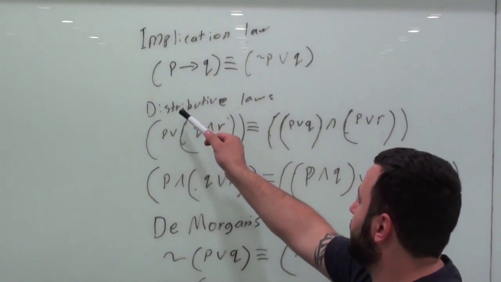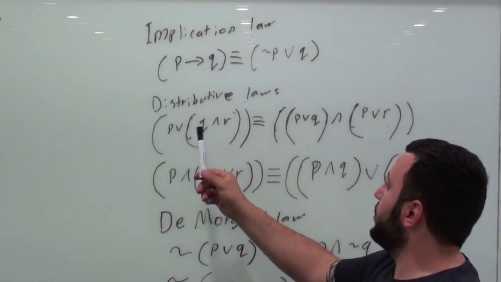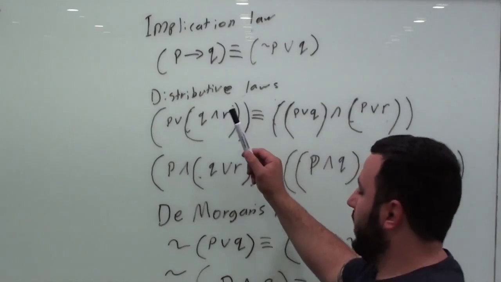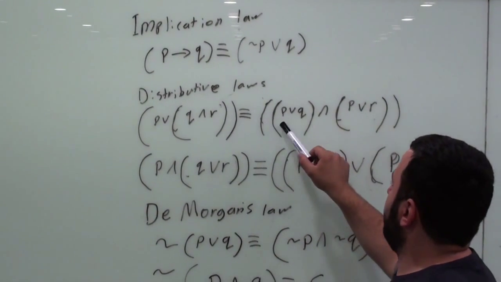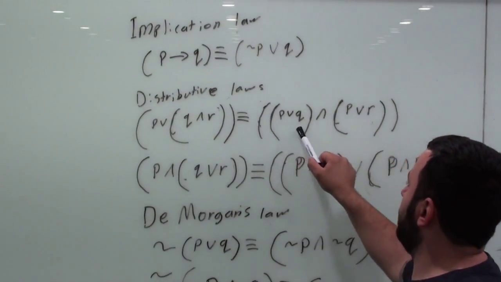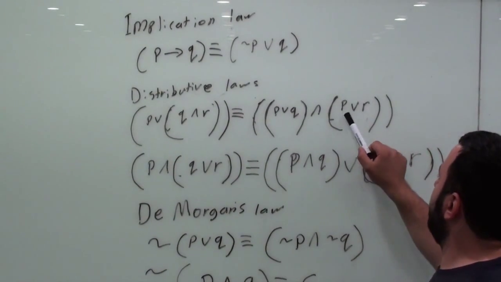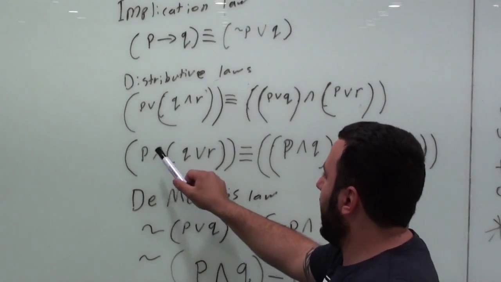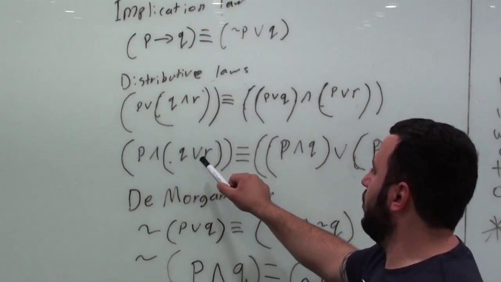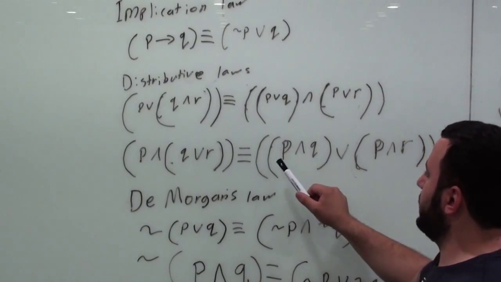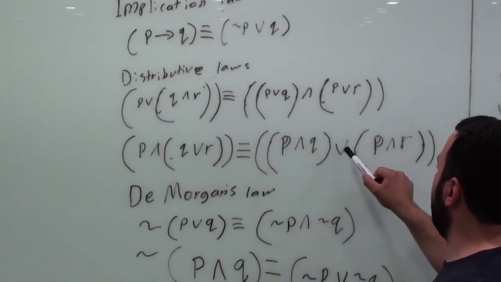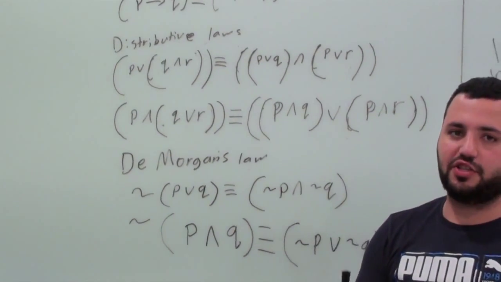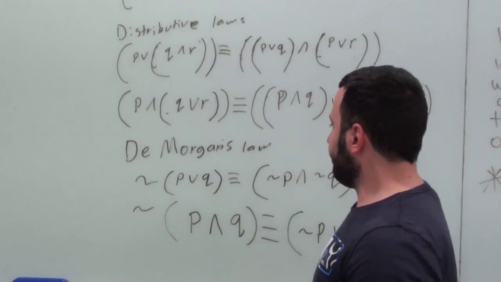Second law we have here, the distributive law, which says, P or (Q and R) is the same as (P or Q) and (P or R). Or you can say the other way around, where it's P and, between the brackets, Q or R. It's equivalent to saying (P and Q) or (P and R). So it works the same thing as when you do algebra multiplication.